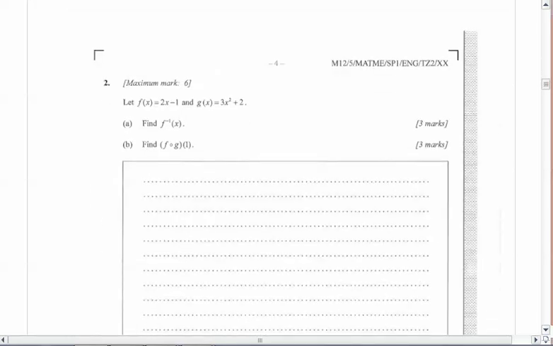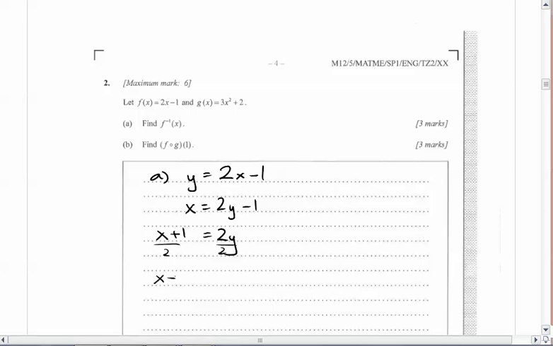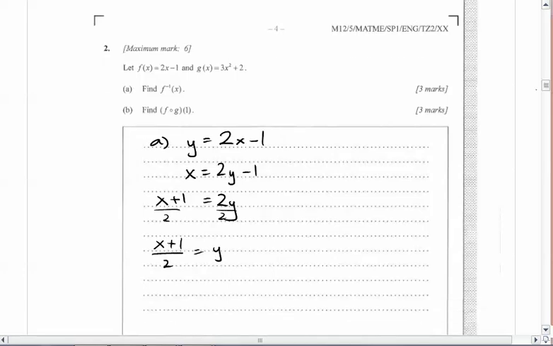Functions question. We want to find the inverse of f. So f of x just means y equals 2x minus 1. To find the inverse, you swap the x and the y coordinates, and you solve for y. I'm going to leave y on this side, move the 1 over by adding 1 on each side, and divide both sides by 2, and you get y equals x plus 1 over 2. So that's the inverse function. F inverse of x is x plus 1 over 2.